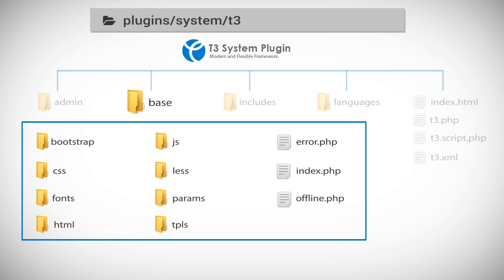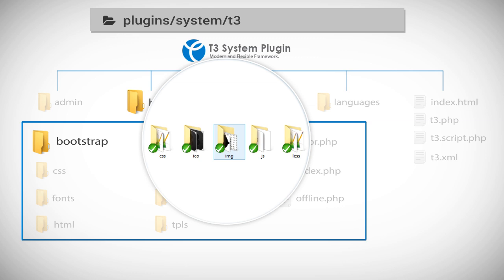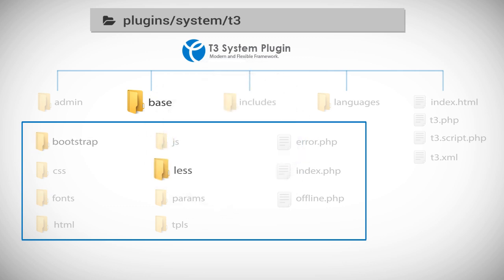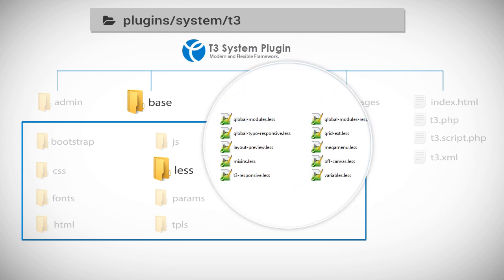T3 version 3 integrates Bootstrap, so you can see the Bootstrap folder here. It's the complete Bootstrap package. This means everything supported by Bootstrap will also be supported in T3 version 3. As you know, Bootstrap utilizes LESS CSS, so you can see the less file here. It's the default of Bootstrap. You can also see another less folder in the base folder. The less folder includes the less files specifically developed for T3 framework.